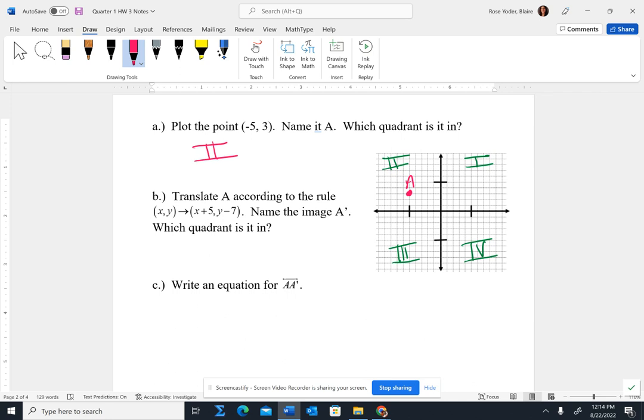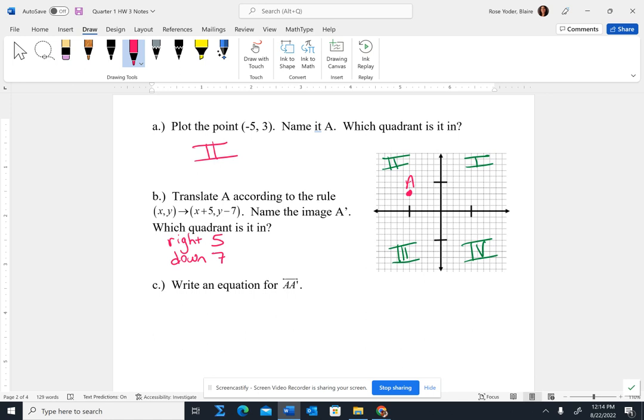All right, we are going to translate A, which means to shift it, according to a mathematical rule. If I said this in words, I guarantee nobody would have any issue doing it. The symbols are a little bit intimidating at first, but they actually do make sense. So since it says x plus 5, it means we're going to be moving 5 in the x direction, which means we're going to be moving right 5. And then it says y minus 7, which means we're going to be moving -7 in the y direction, which means we're going to move down 7.